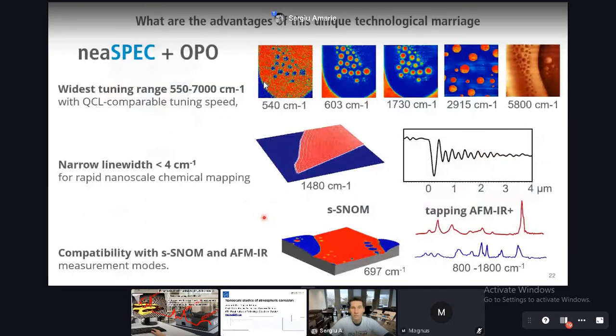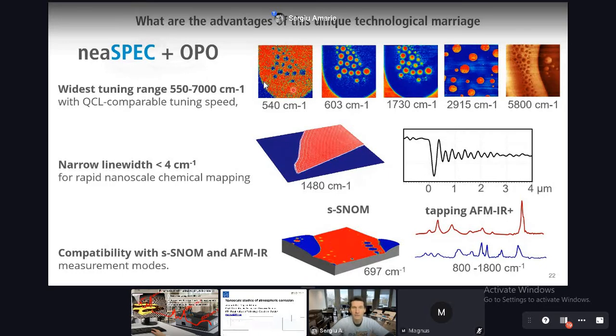I would like to summarize with a list of advantages born out of this unique technological marriage: an E-aspect microscope and the OPO laser source. First of all, the laser we introduced today covers the widest tuning range from 550 to 7,000 wave numbers, and sometimes even beyond that. See this image at 540 wave numbers.